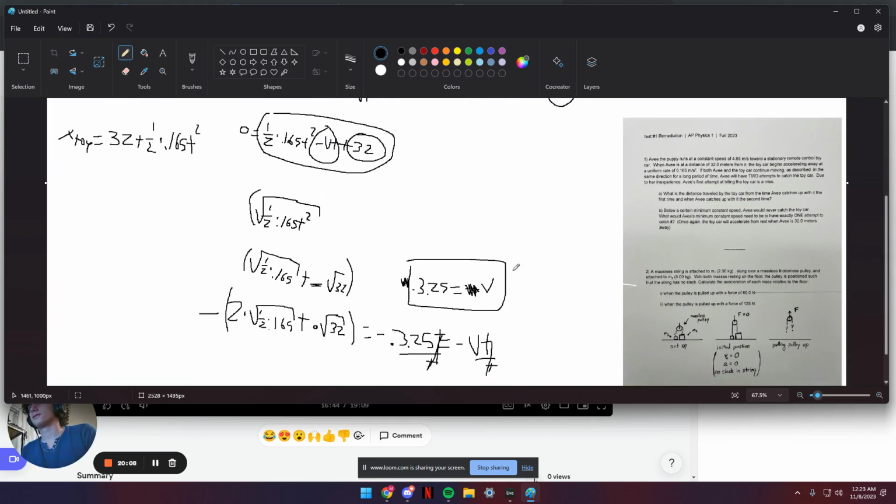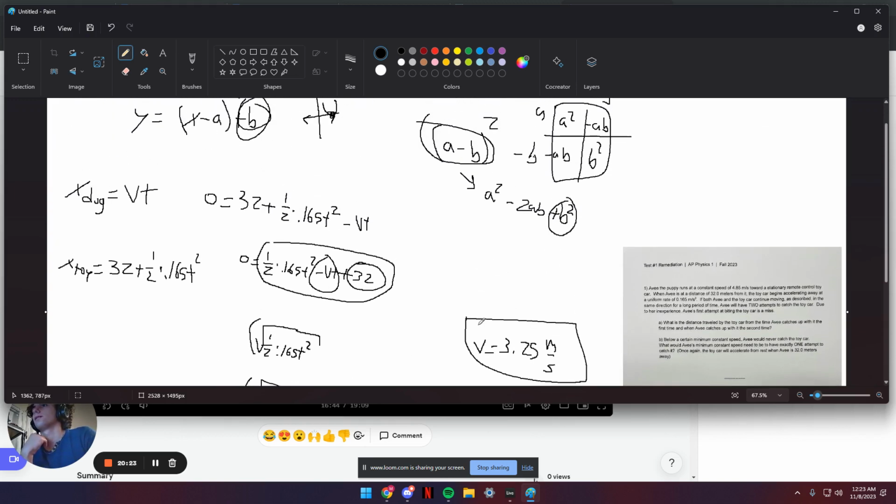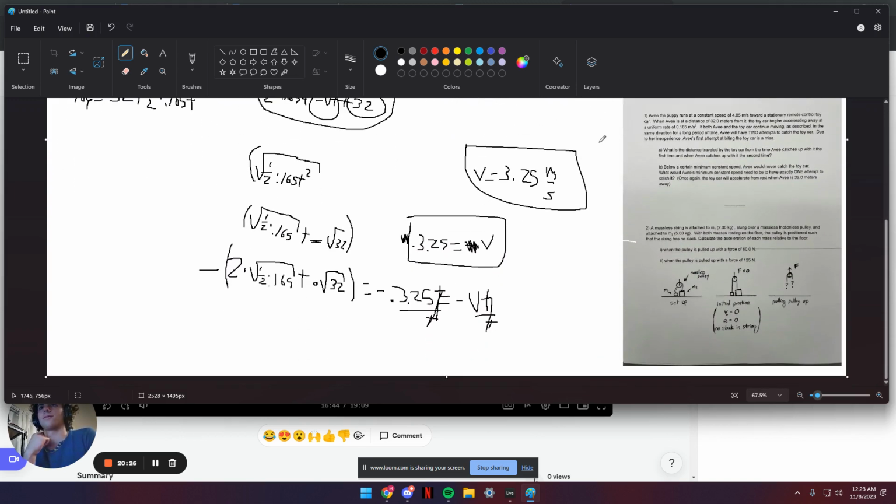And then, of course, let's not forget the units. Meters per second. So that's the answer to the second part. We can use vertex form to find when there's only one time in which the two objects intercept, and then we can use that to solve for the velocity. Hopefully that was clear and helped you understand.